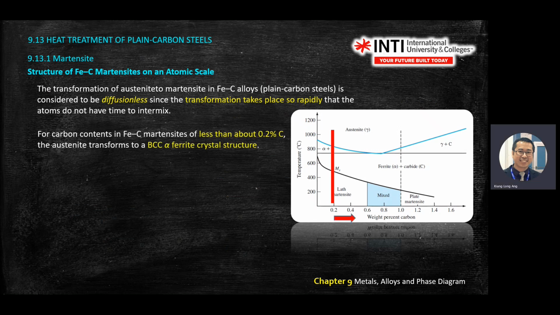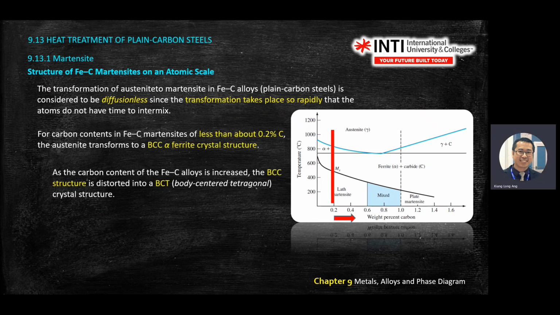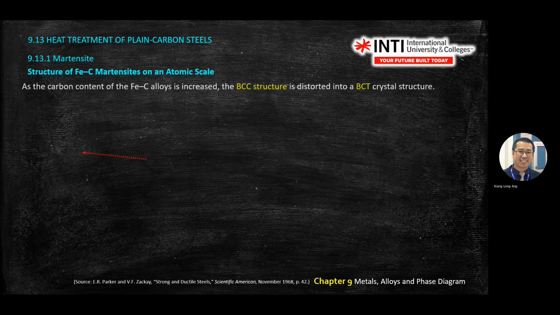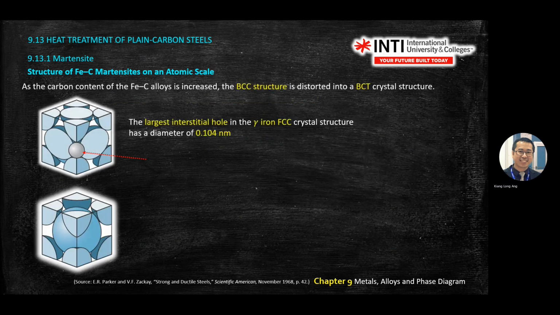This one you read. It again tells you what happens to the crystal structure if you increase the carbon percentage. It shows you how BCC changes to BCT. Gamma is FCC.